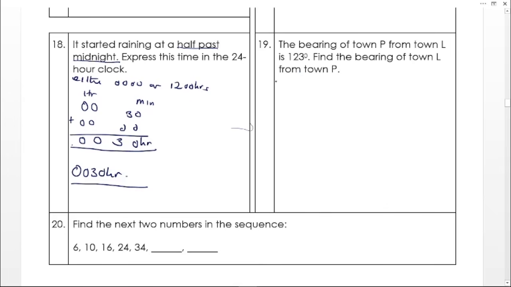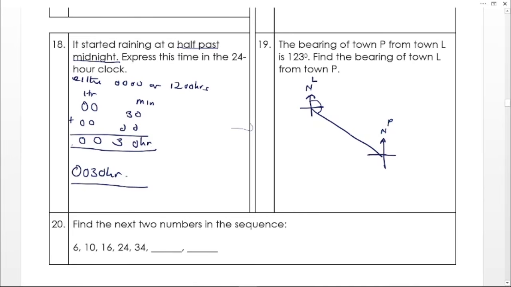Now number 19, the bearing of town P from town L is 123. Now some members get confused when we say bearing. Bearing is directed movement using angles. Suppose we have our compass, and we are moving from town L to town P, meaning that we are going this way. From here it's 90, and if it's 90, then we are in the second quadrant, and now it's making 123. Then here we have our town, this is town P.